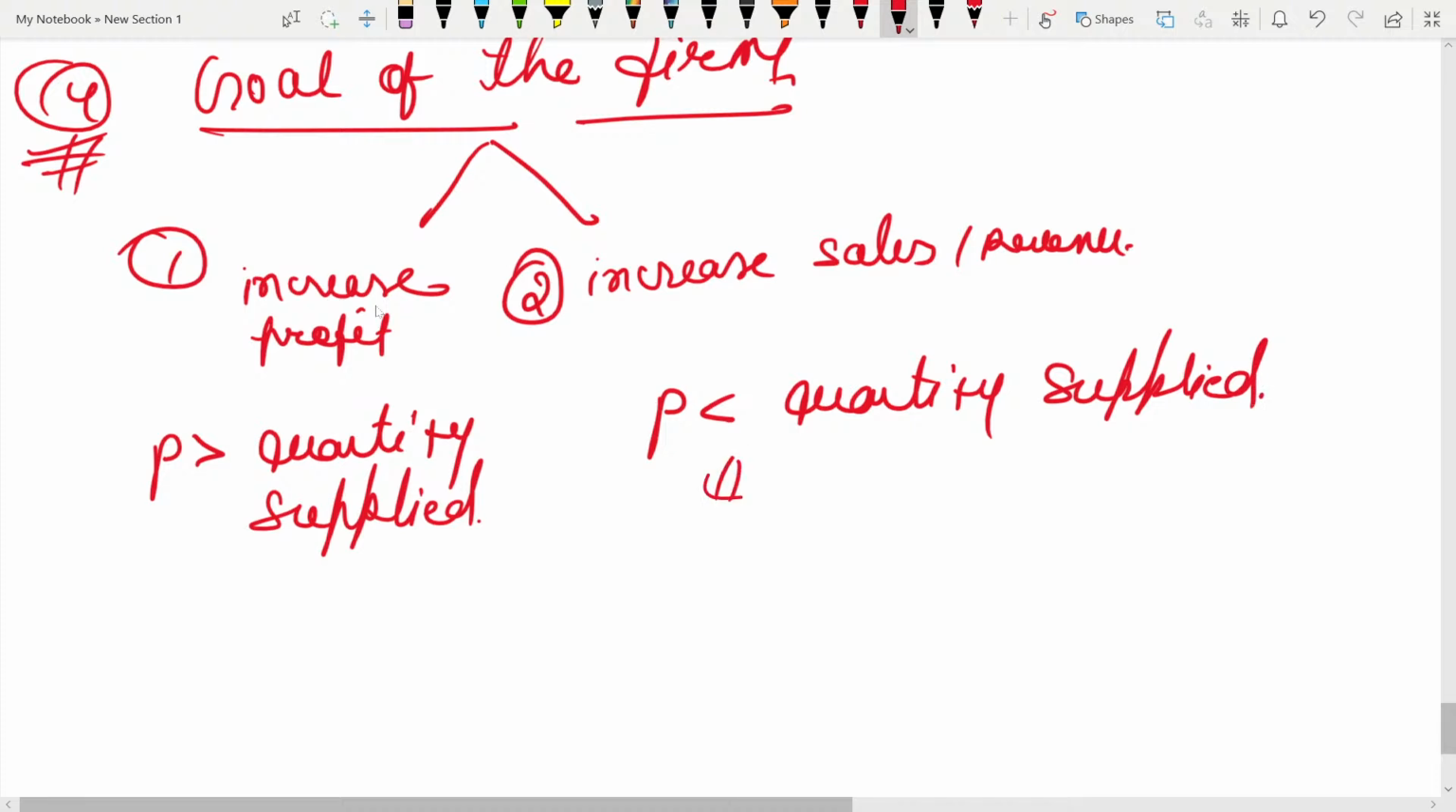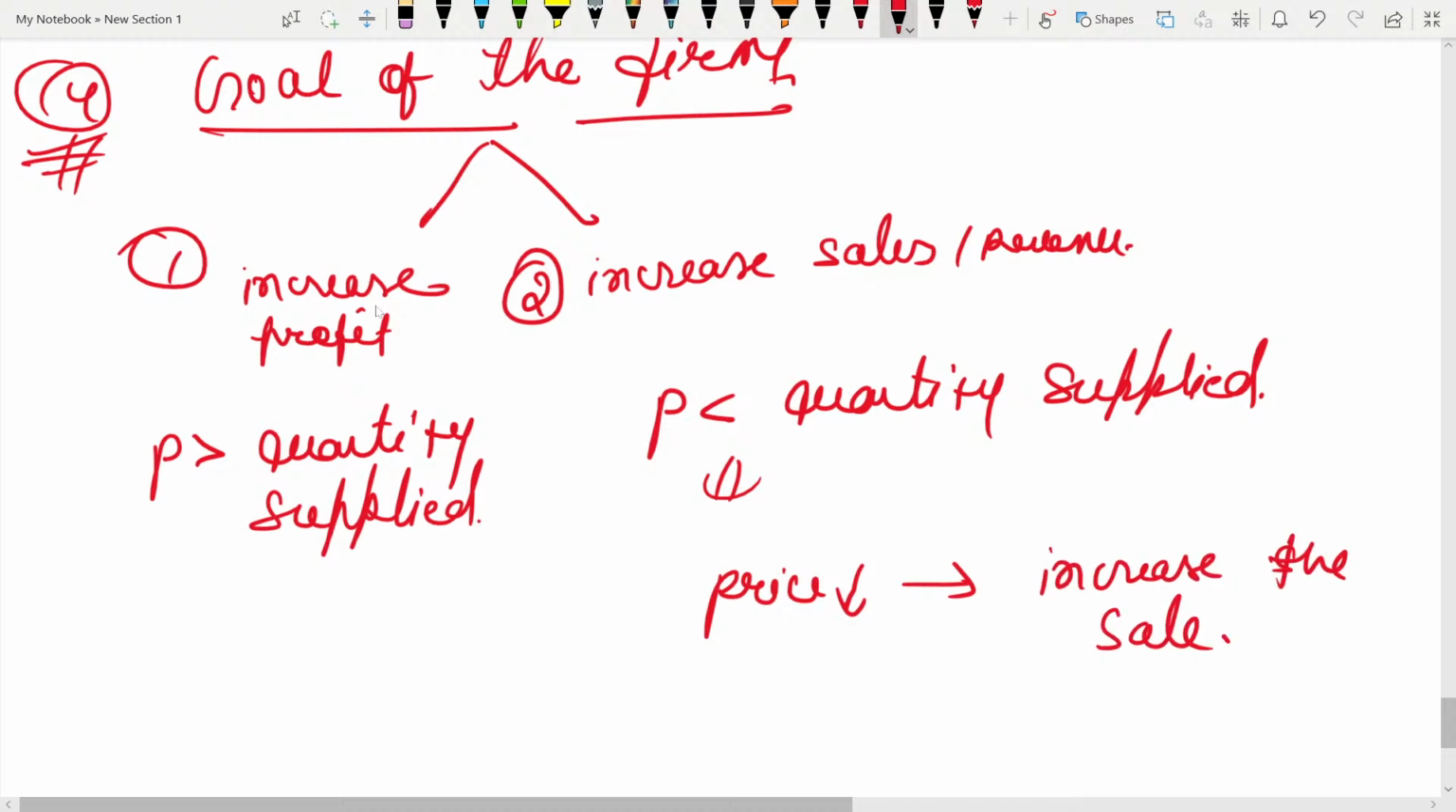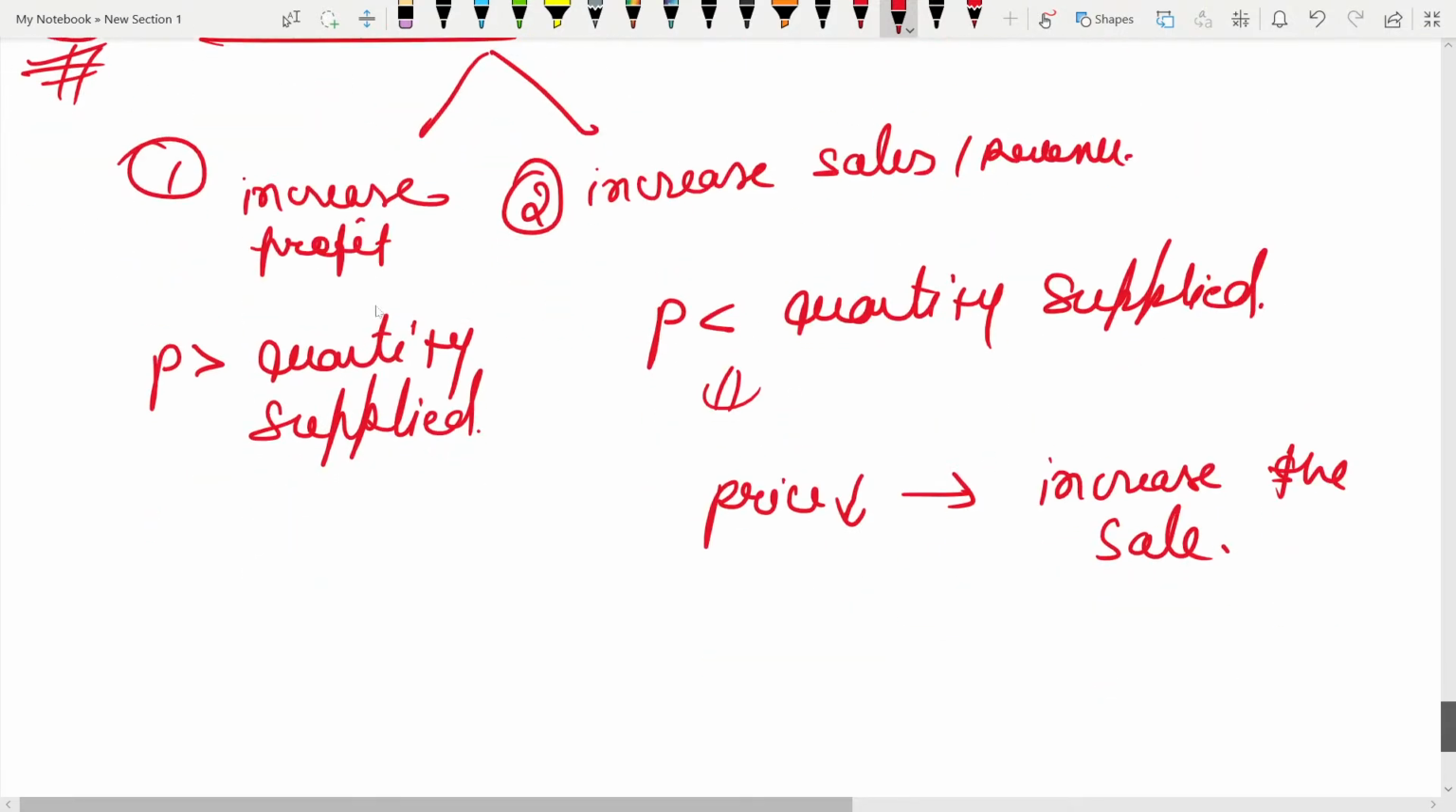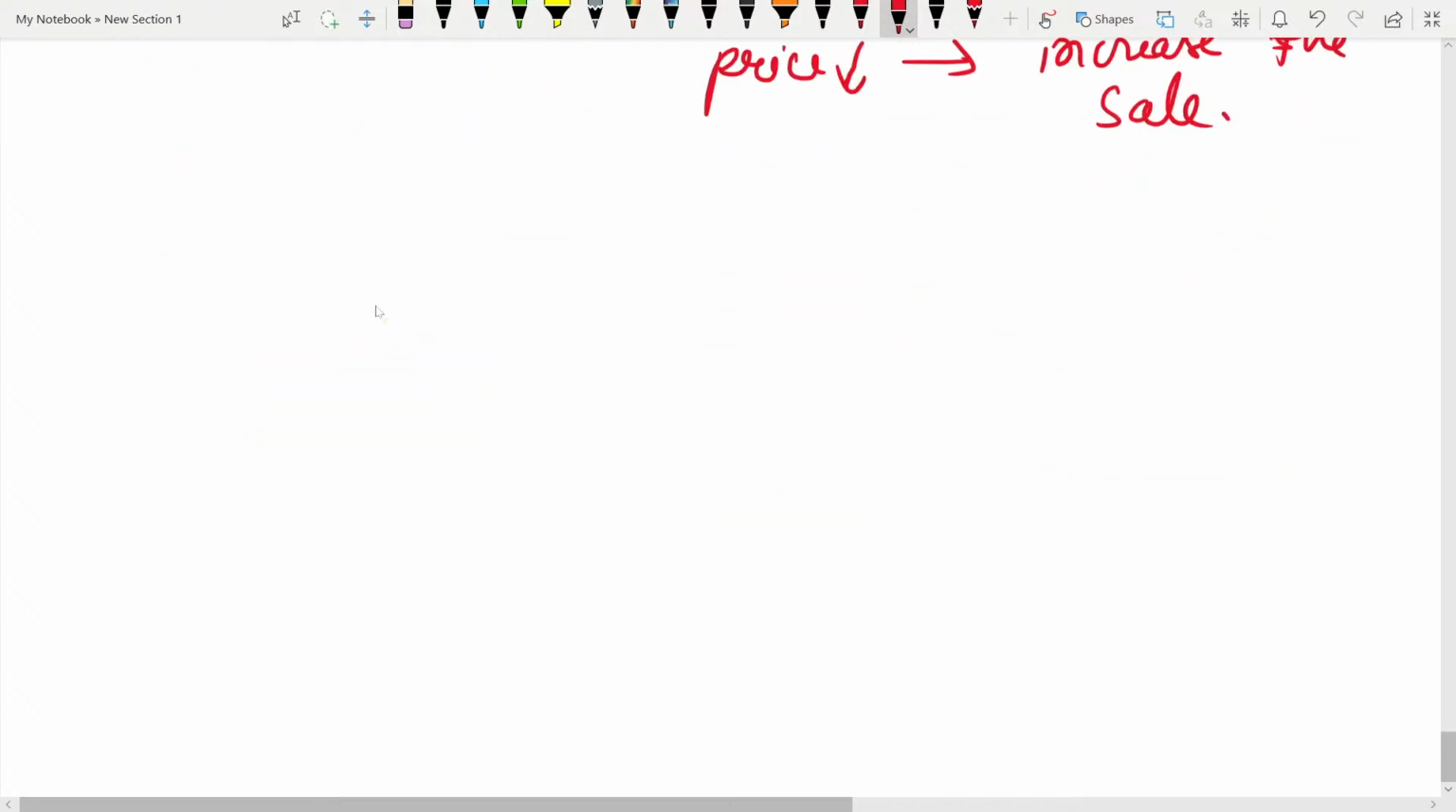So in this situation, in order to increase sales or revenue, producers decide to keep the price at a minimum level and increase the output level, increasing sales. In this way, producers are also able to maximize their sales revenue. So there can be two situations, as I discussed.